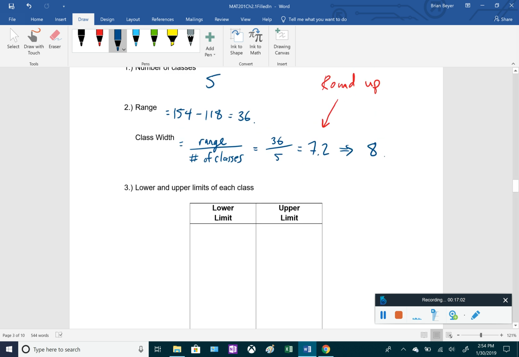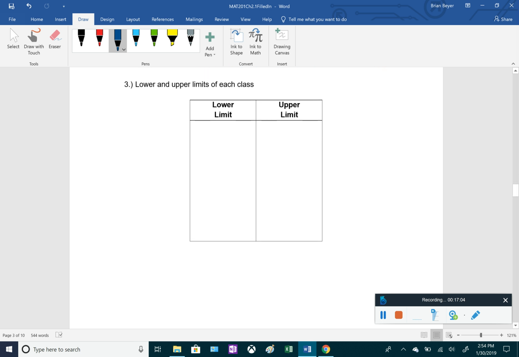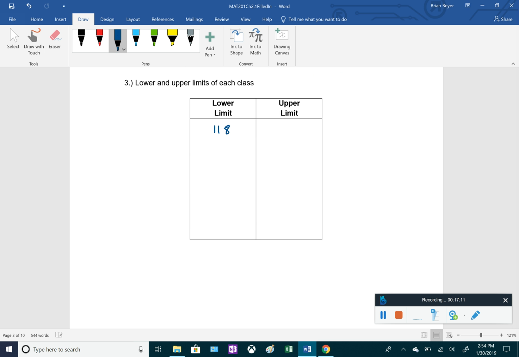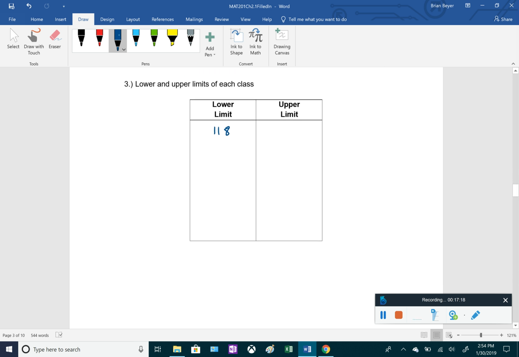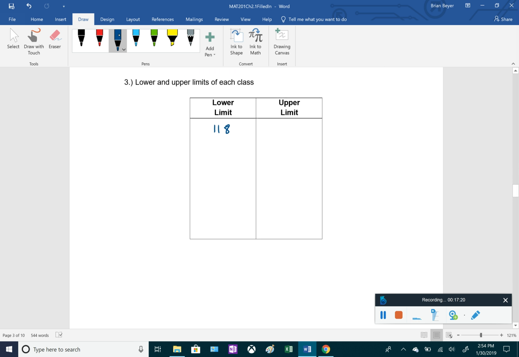Okay, so let's fill this in real quick. For the lower limit here, we're going to start at the minimum entry, which is 118. Then we're going to keep on adding 8 for the class width until we get 5 different classes. So 118 plus 8 is 126. Plus another 8 is 134. Plus another 8, 142. And plus another 8, 150.